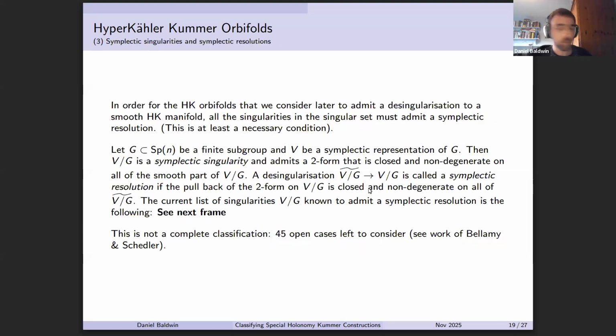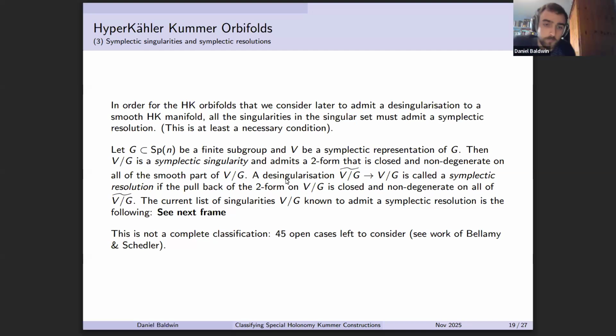Okay, so step 3 from a few slides ago stated that we need to look at the singular sets of all the hyperKähler orbifolds that we obtain and try to find an example that could be desingularized to a smooth hyperKähler manifold. And a necessary condition for this to be true is that all the singularities in the singular set admit a symplectic resolution. So I'll just define what symplectic singularities are and what a symplectic resolution is, and then say what's known about them.